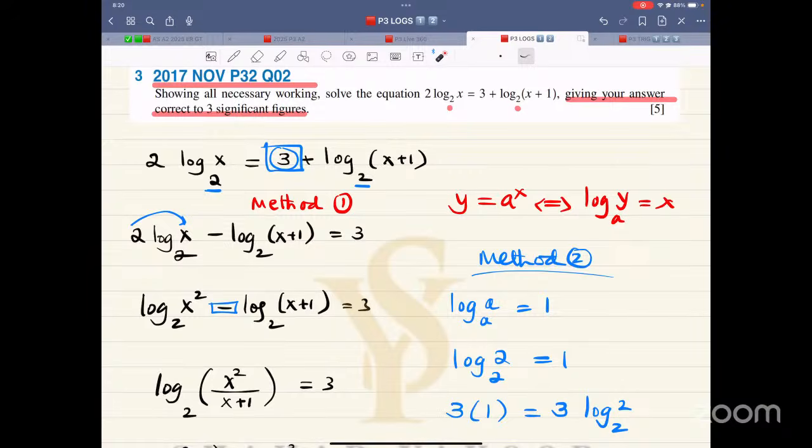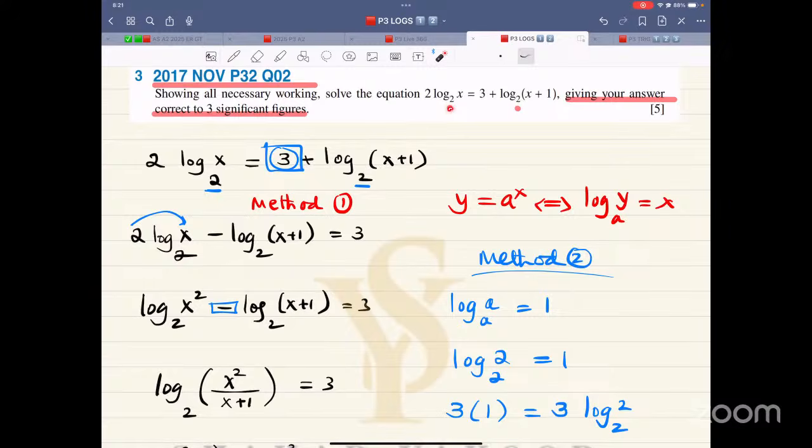Now, people, let me just go over this. Then I'll go to the examiner report and talk about what you people are asking. Showing all necessary working, solve the equation 2 log x base 2 equals 3 plus log (x plus 1) base 2.